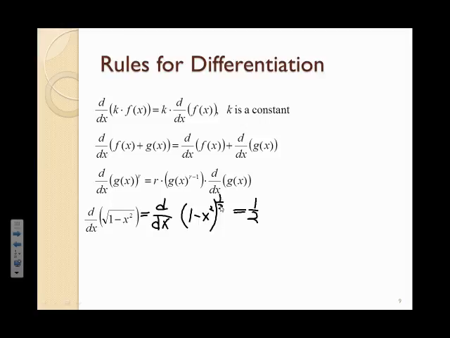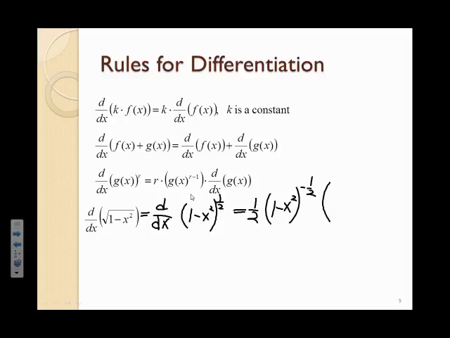Just to be clear, we got that from here. That's what our r is. So we put here 1/2 r times, now we list the function. That's 1 minus x squared. And the power of this g of x is 1 less than r. In this case, r is 1/2. So it's going to be 1/2 minus 1, which is minus 1/2. Now we're not done. We also need to multiply this by the derivative of everything that's inside of the parenthesis.